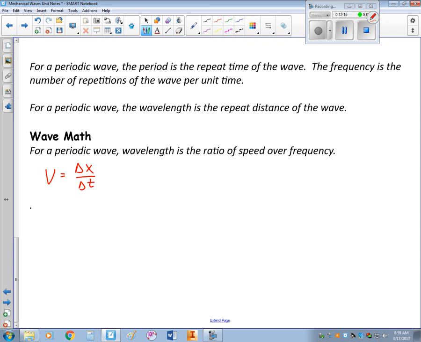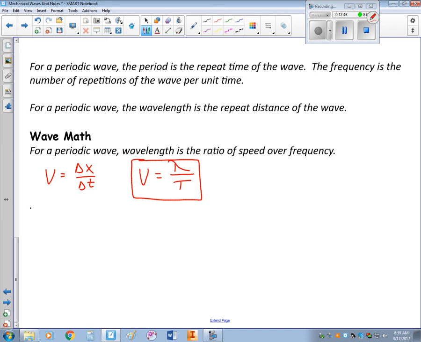Now for some math for waves. Velocity is displacement over time. What's nice is that for a wave, the displacement is going to be the wavelength, and waves always travel at a constant speed, or a constant velocity. So for a wave, its displacement is going to be its wavelength, and the time is going to be the period, because the wavelength measures out 1 oscillation, and the period is the time for 1 oscillation. So we can use this formula to calculate the speed of a wave.